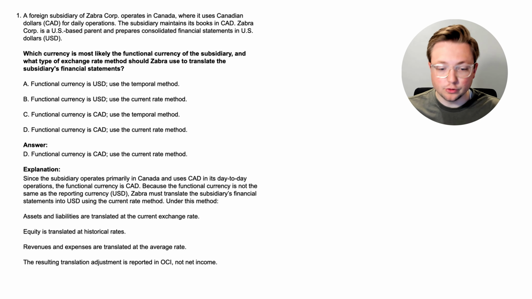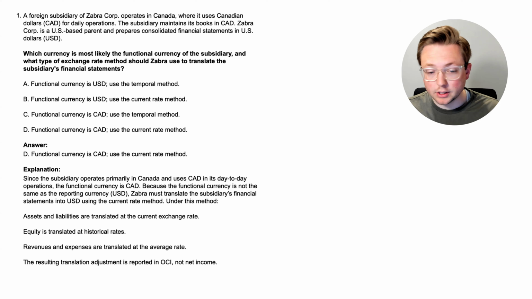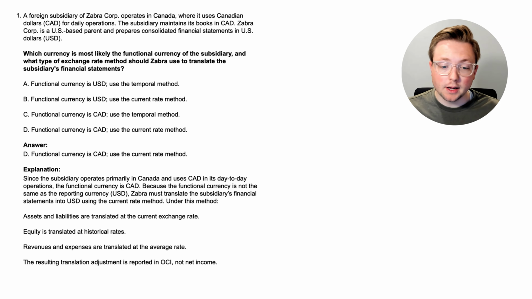And again, this is how you do it. You have assets and liabilities using the current exchange rate, equity using the historical rate, and revenues and expenses using the average rate. And this goes to OCI. All right, so that was a little bit of a review and something new. Now let's go to the next question.